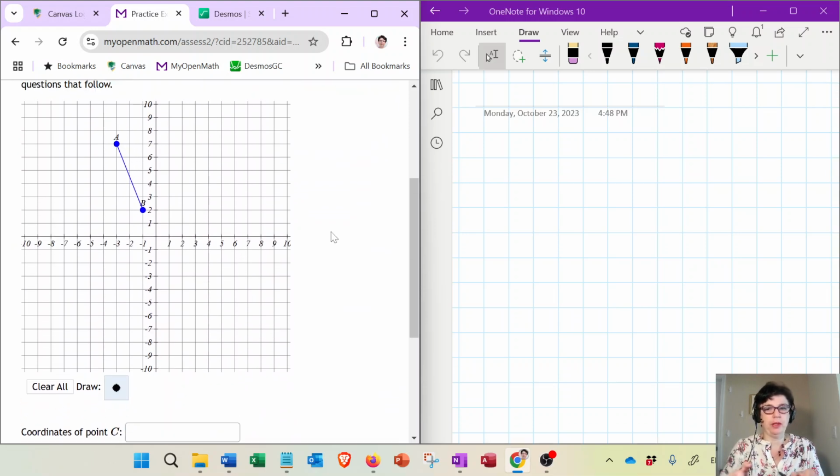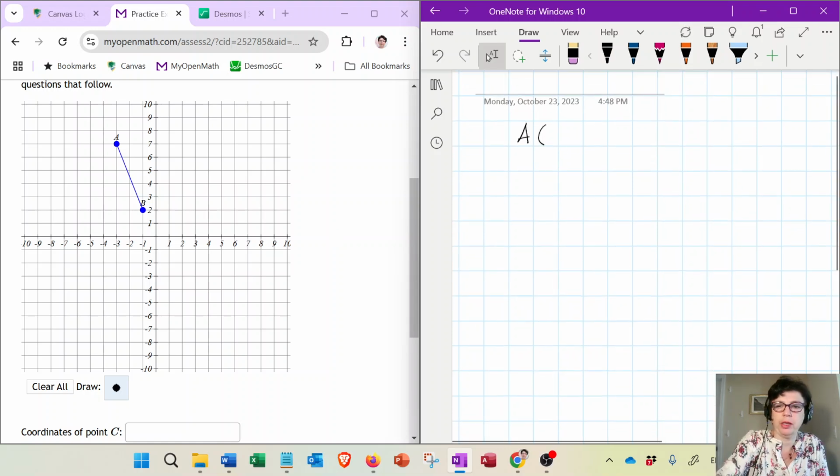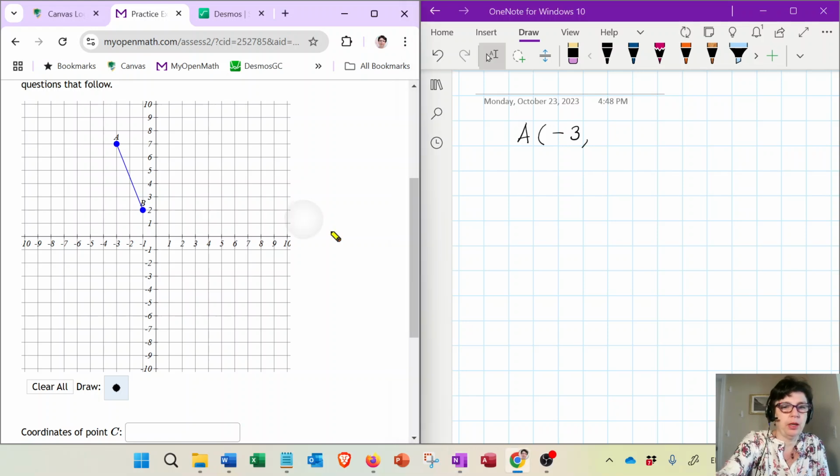But first, we need to find the coordinates. So let's go ahead and do that. So we have got 2 points, point A with coordinates. So you start at the origin, and then you're going to go 1, 2, 3 to the left. So that means that your x coordinate is going to be -3. And then you are going 7 up. So that's the coordinate of the first point.